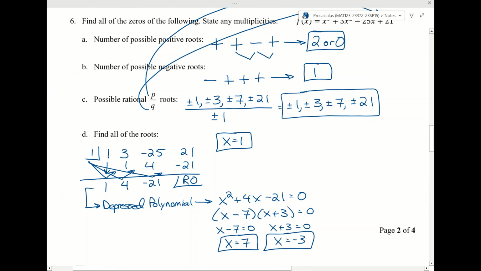Now remember earlier in the problem, how many positive roots were we supposed to get? 2. And how many did we get? 2. 1 negative, we're supposed to get 1 negative. So it all makes sense.